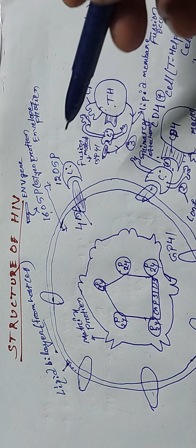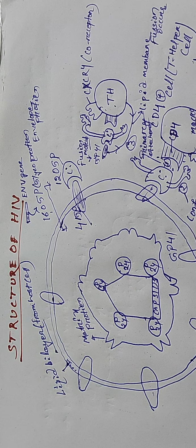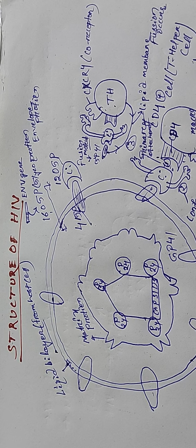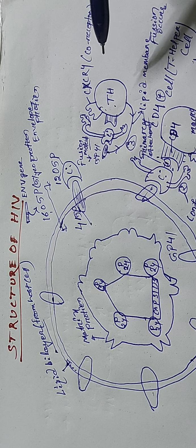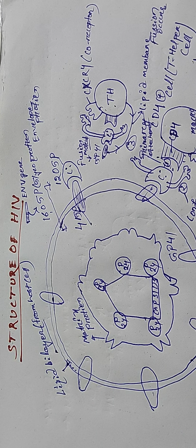Here, this glycoprotein helps the HIV virus to bind with human macrophages and T helper cells. Other cells are there too, such as monocytes, microglia, etc. There are about six types of cells which the HIV virus can attack and multiply its number.